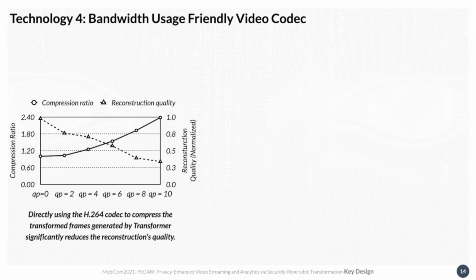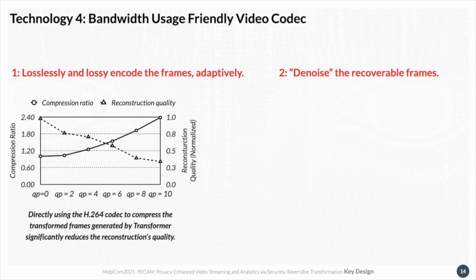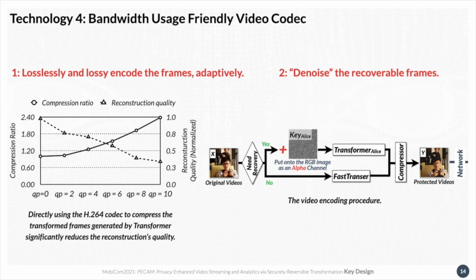However, this high-frequency information is more important for the reconstruction of the original video. Here we adopt two strategies to encode the video. The first strategy is encoding the reversible frames through a lossless algorithm and encoding the non-reversible frames through a lossy algorithm. By doing this, we can reduce the bandwidth usage during network transmission without damaging the video's reversibility.